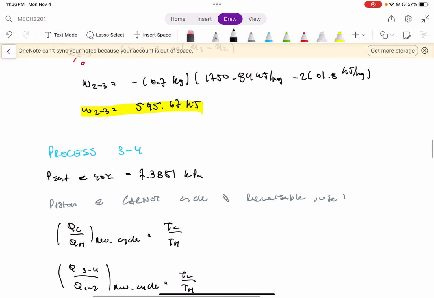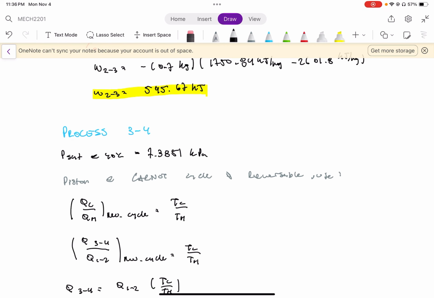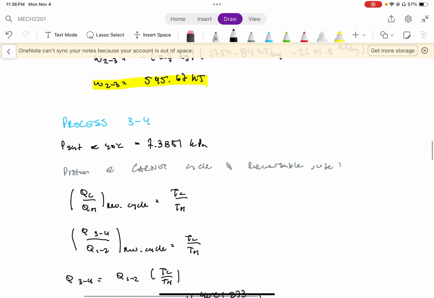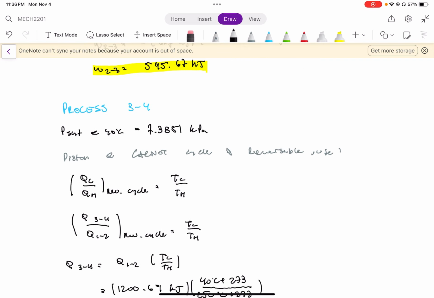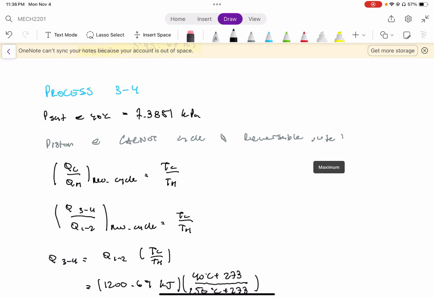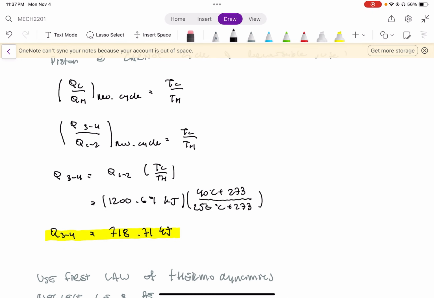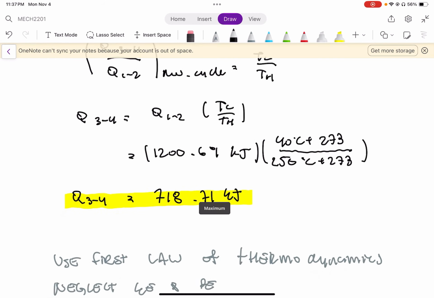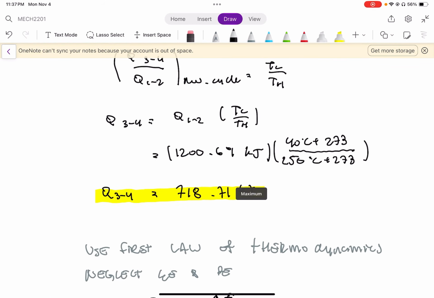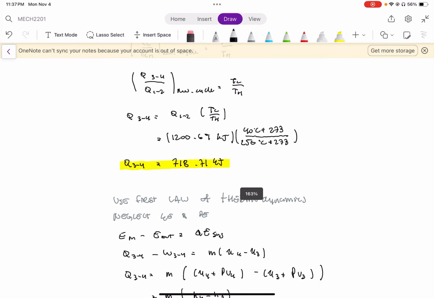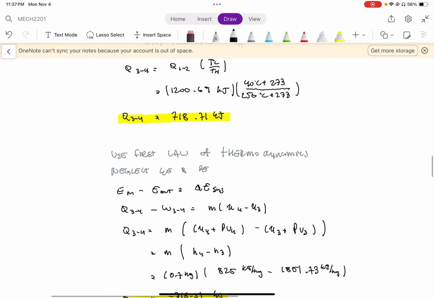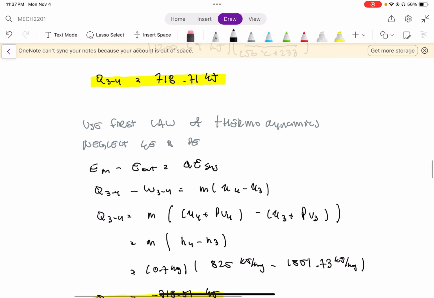Process 3 to 4: now we're working with P sat at 40 degrees, which is 7.3851 kPa. The piston is a Carnot cycle, therefore it's reversible, so we're going to use these formulas, plugging in the values and making sure that temperatures are in Kelvin, not Celsius, so we convert those. So Q for 3 to 4 is 718.71 kilojoules. And now we're going to use the first law of thermodynamics yet again, neglecting KE and PE.